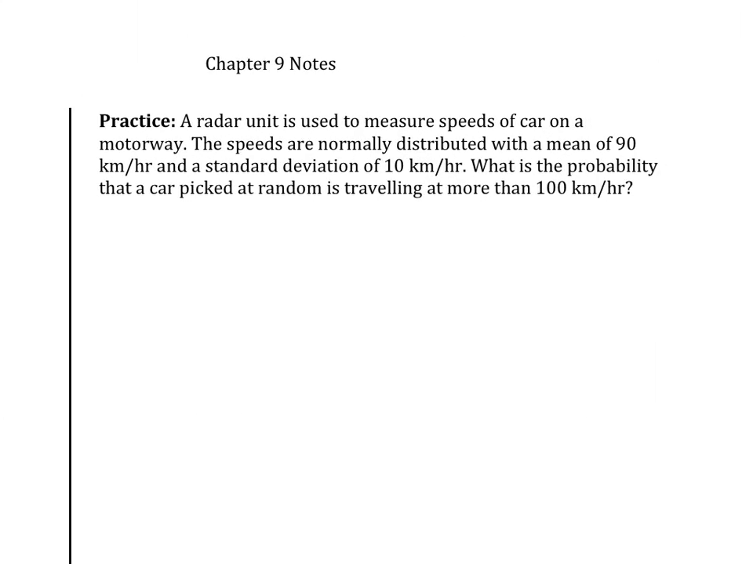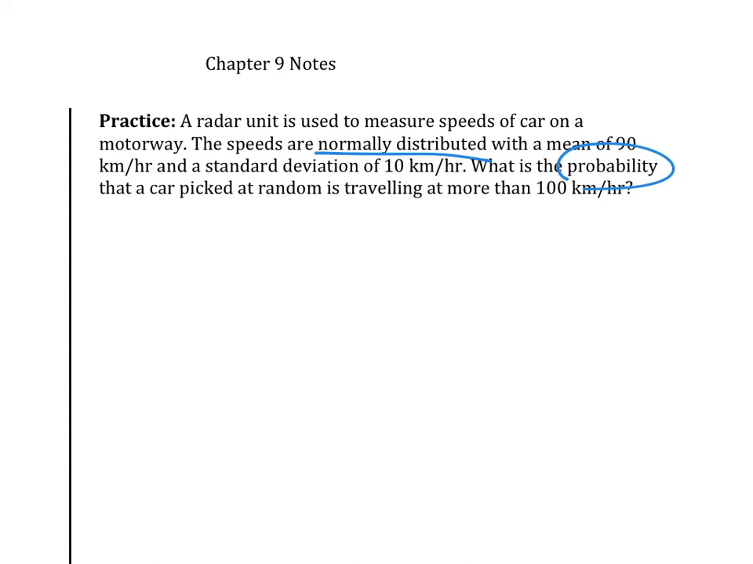All right, so time for you to practice these last two. I'm gonna get you started with the first one just so that you get used to drawing these kind of bell curves. All right, let's read the question. A radar unit is used to measure speeds of a car on the motorway. The speeds are normally distributed. Normally distributed is kind of the key. It tells you that it's going to be a bell curve. With a mean of 90 kilometers per hour and a standard deviation of 10 kilometers per hour. What is the probability that a car picked at random is traveling at more than 100 kilometers per hour?